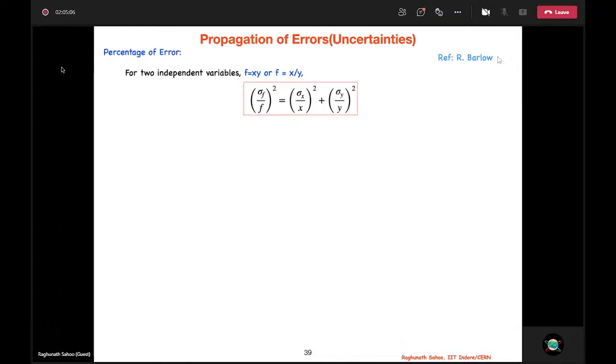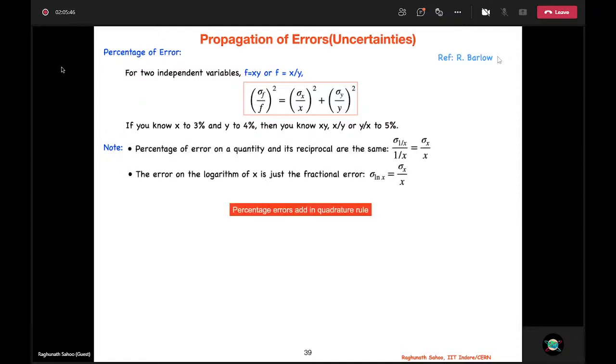Okay. So the percentage of error, I can just quickly mention. If you have two independent variables, f is equal to xy or x by y, we saw that for independent variables there is no difference between product and division. So then this can be written in this way. If you have x known to 3%, y known to 4%, then you know that xy or x by y or y by x could be known up to 5%. So that is the easiest example of quadrature, right? Because 3 square plus 4 square is equal to 5 square.